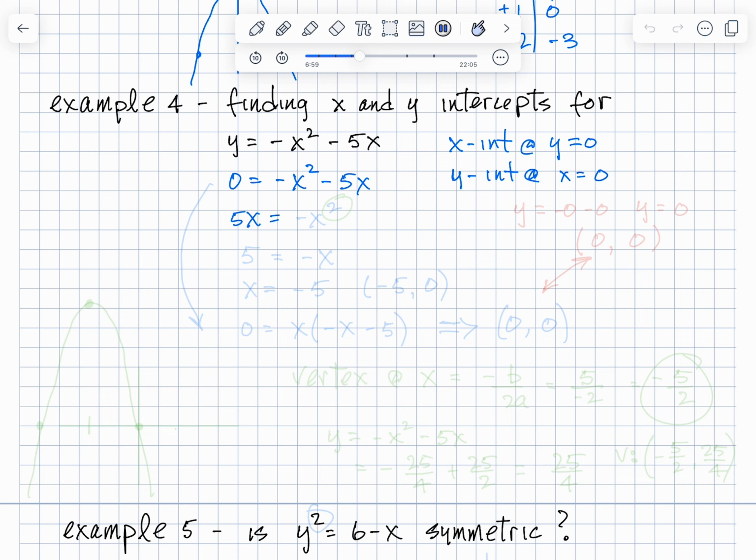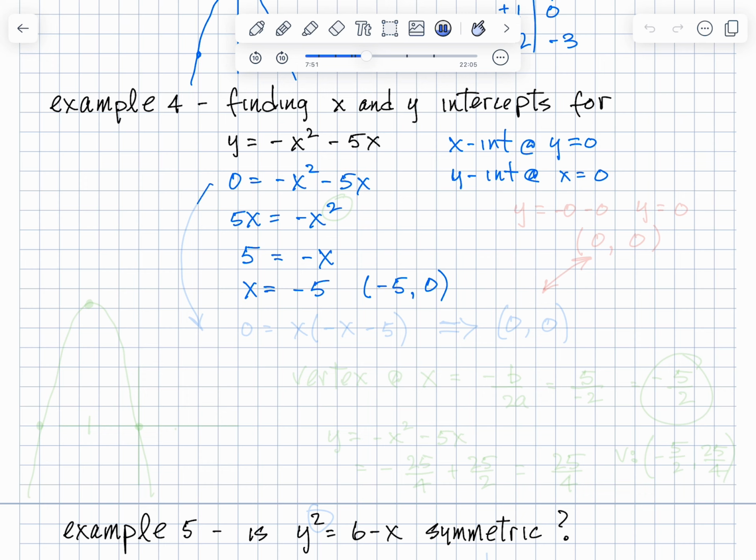5x equals negative x squared. And in problems like this, you want to factor out an x first. So factoring an x out, we have 5 is equal to negative x, or x equals negative 5. So there's one solution, negative 5. When x is negative 5, go to the original equation, and it turns out y value is 0. That's only one solution.